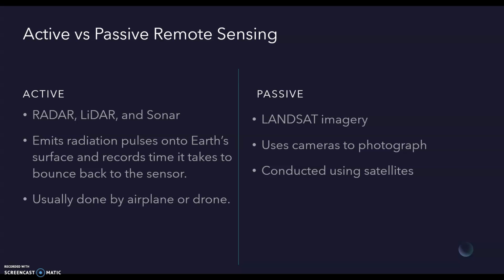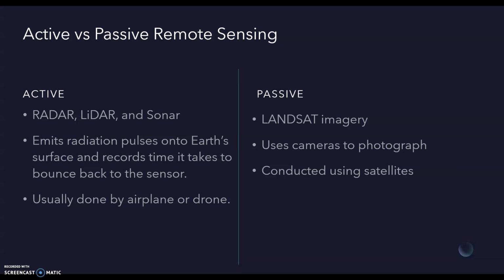Active remote sensing is typically done through radar, LiDAR, and sonar, and it's emitting radiation pulses onto the Earth's surface and recording the time it takes to bounce back to the sensor. This is usually done by airplane, or more recently, they figured out ways to conduct LiDAR by drone.